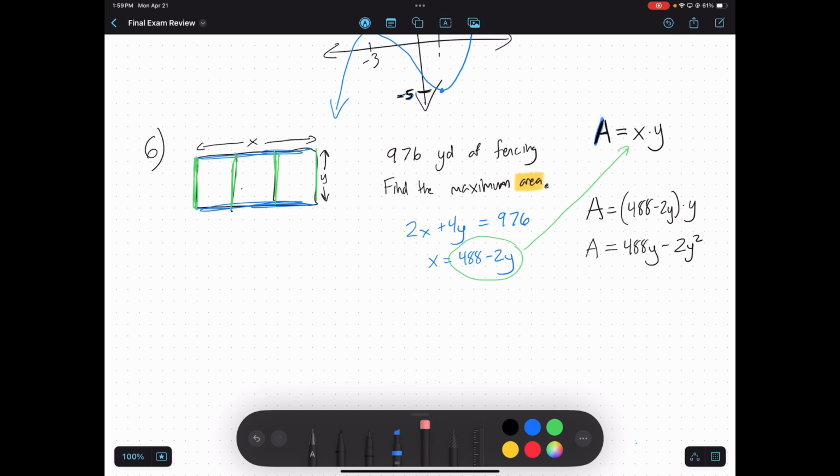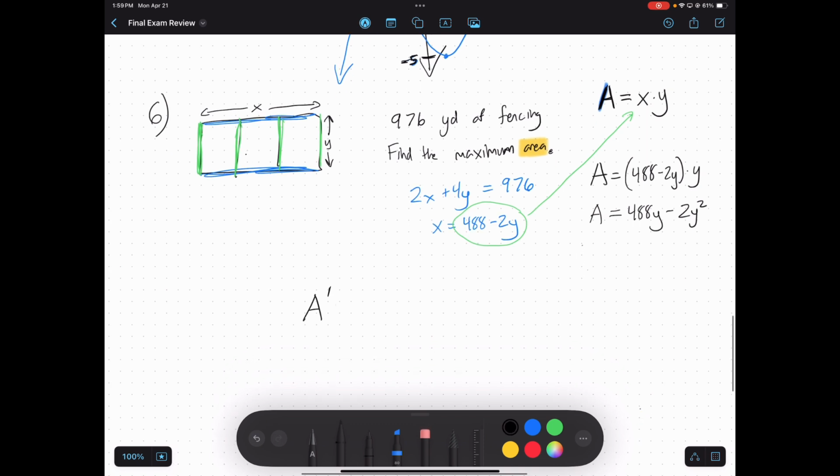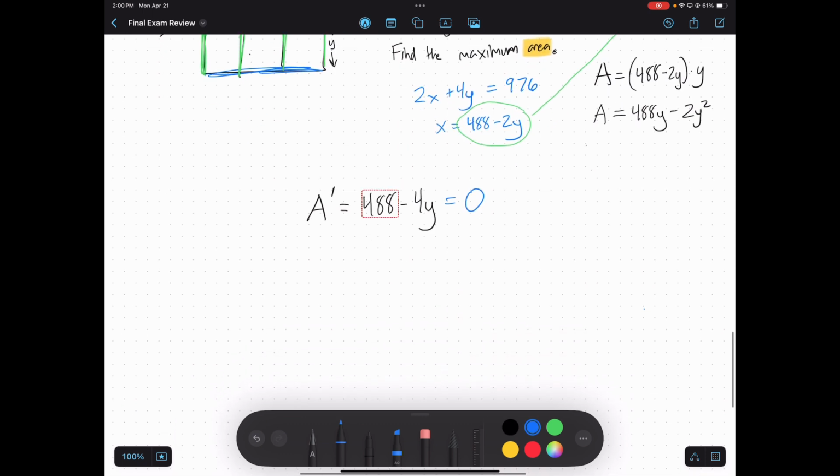So what do I do next? Now that I have my area function, I'm going to take the derivative of that function. So 488 minus 4y, and set it equal to 0. Because I want to know where that function is flattening out. Where is it reaching its peaks or valleys? And then I can solve for y. So I get 488 is equal to 4y, and therefore y is equal to 122 yards.